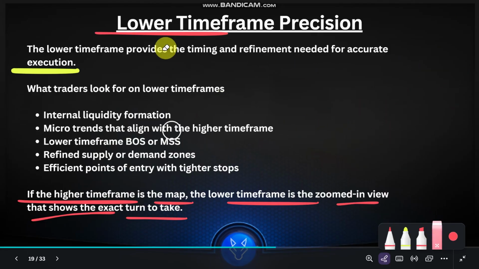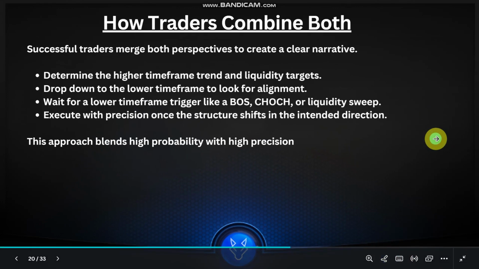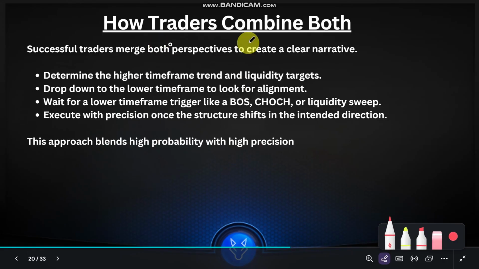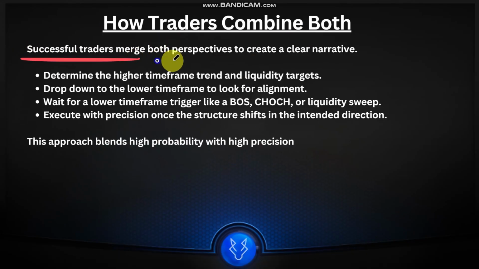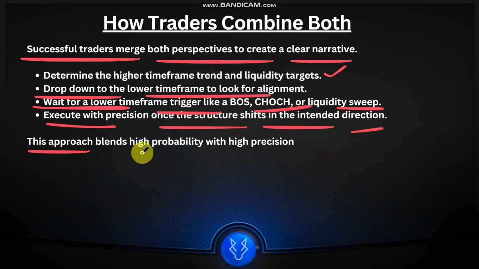Okay, I think we have to go to the chart, but before that, let's look at how traders combine both. Successful traders merge both perspectives to create a clear narrative: determine the higher time frame trend and liquidity targets, drop down to the lower time frame to look for alignment, wait for a lower time frame trigger like BOS, market structure shift, or liquidity sweep, and execute the position once the structure shifts in the intended direction. This approach blends high probability with high precision.